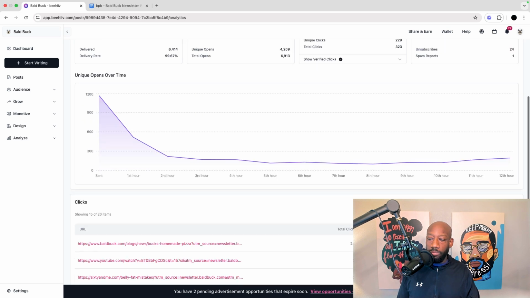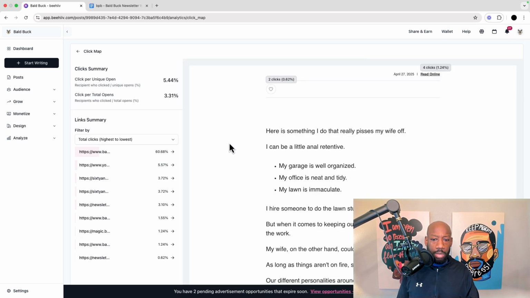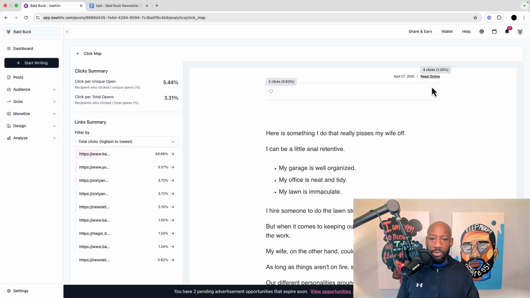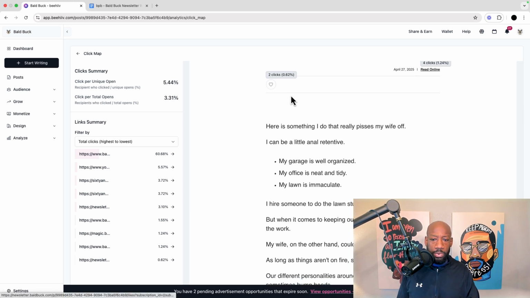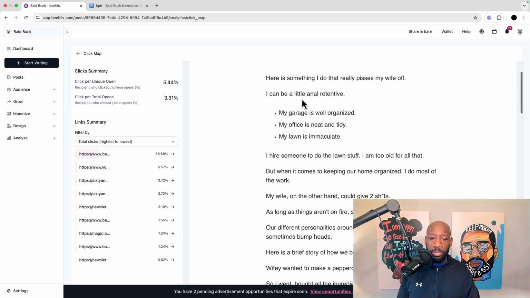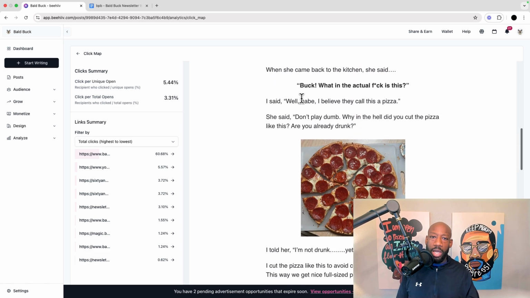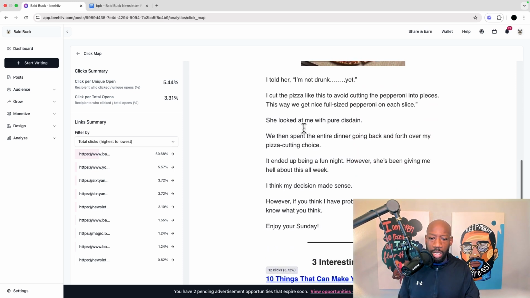Now, let's go to my favorite part, the click map. The click map lets us know where they're clicking. So we had about 4 people who want to read it online. I don't know why. We had 2 people who, I guess, loved it. You go down here. By the way, you won't see the data here, but this email got a lot of response. People just had something to say about this. And they weren't just talking about the pizza slices. Some people were talking about the articles.